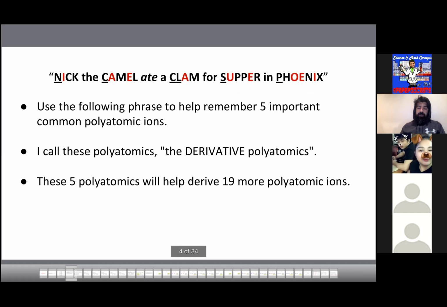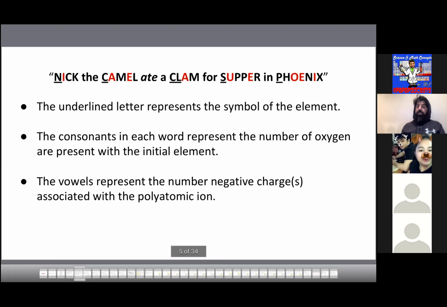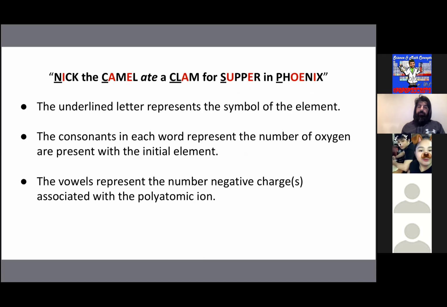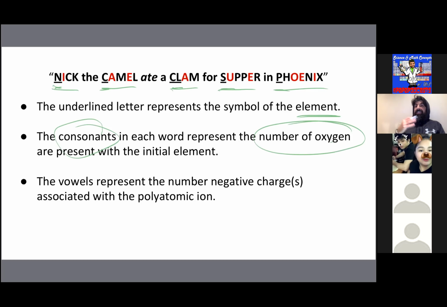Okay, so the underlined letter represents the symbol of the element. Okay, so nitrogen, carbon, chlorine, sulfur, phosphorus. The consonants in Nick, camel, clam, supper, Phoenix, okay, represent the number of oxygens in that polyatomic. And the vowels, the number of vowels in each one of these words will tell us the oxidation number, okay, which are all negatives, okay.